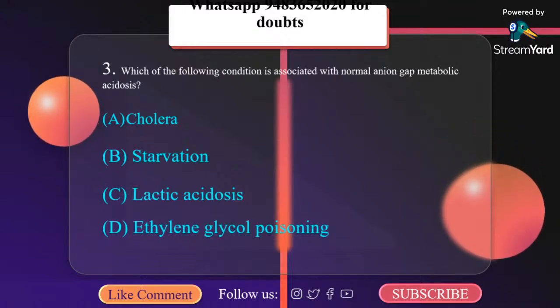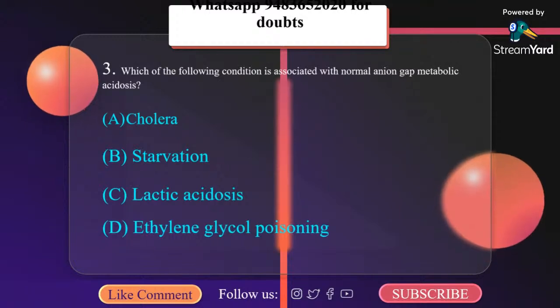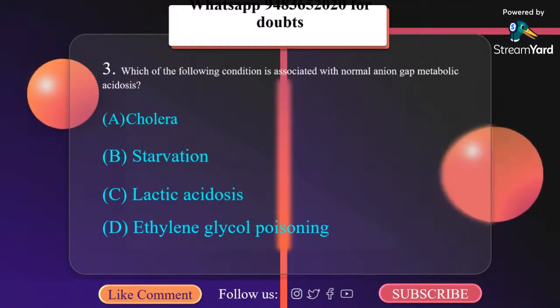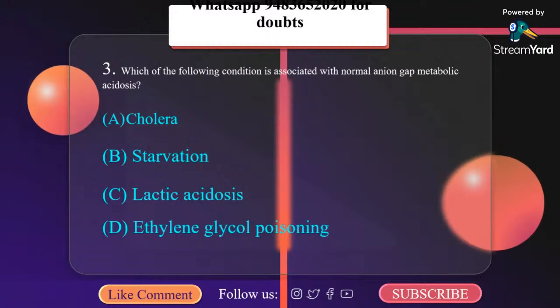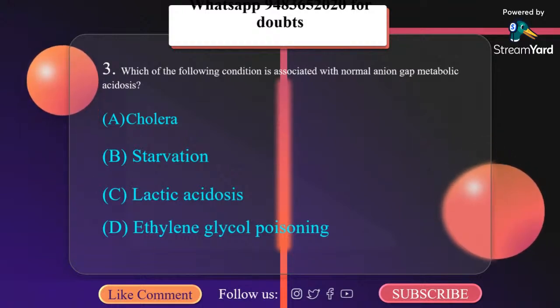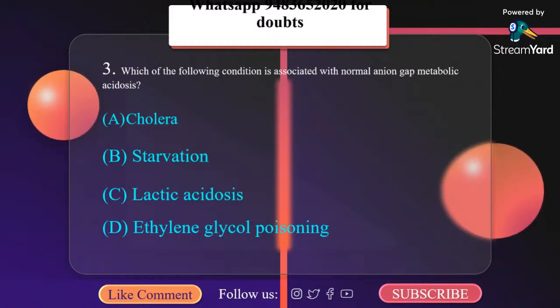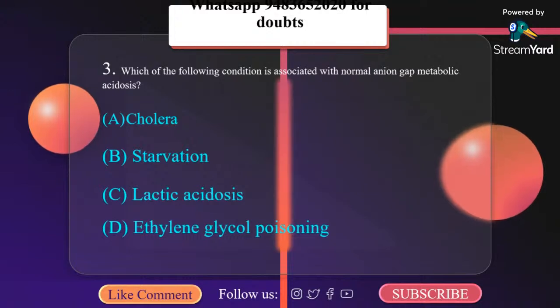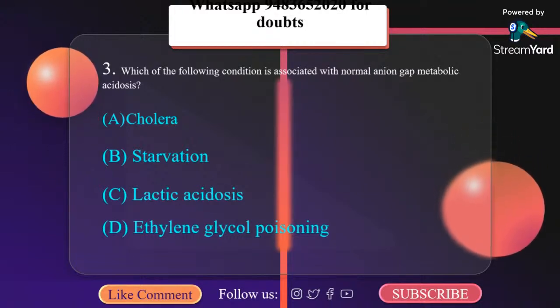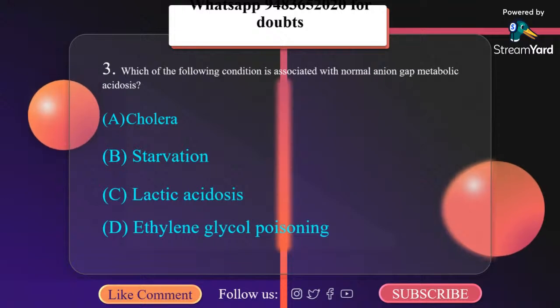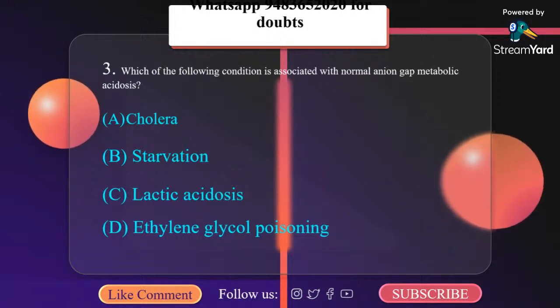Cholera is associated with massive diarrhea. This diarrheal fluid consists of small bowel, biliary, and pancreatic fluid, which contain 20 to 50 milliequivalents per liter of bicarbonate. This loss of large volumes of fluid leads to hyperchloremic metabolic acidosis. So the correct answer here is A, cholera.